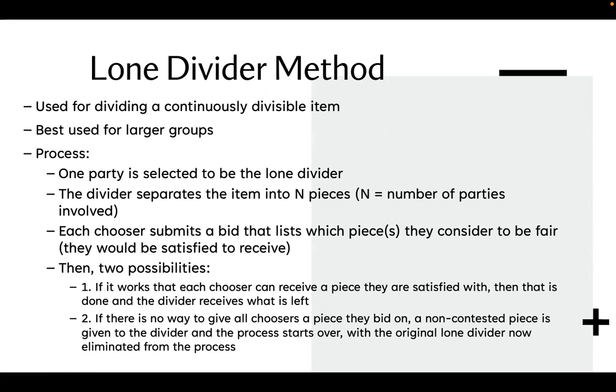Last thing to say, if you are on that second possibility, let's say you started with 3 people and it doesn't work, everybody wants option A. So the lone divider gets something and now you're down to 2 people. Well, if you're down to 2 people, you can ditch the lone divider method and go to the divider-chooser method, because that works for 2 people. So you can work these 2 methods in tandem if needed. That would be if the second possibility comes into play here.